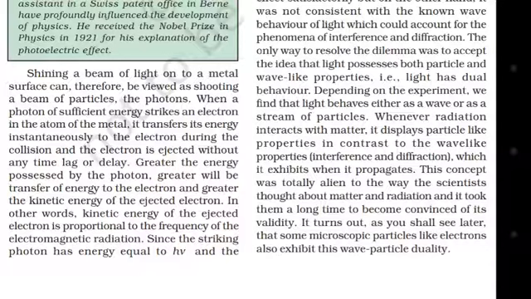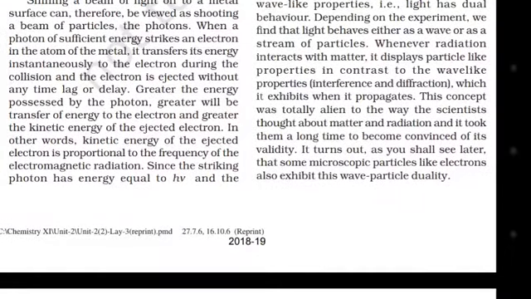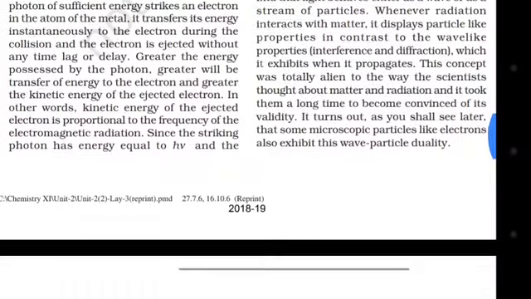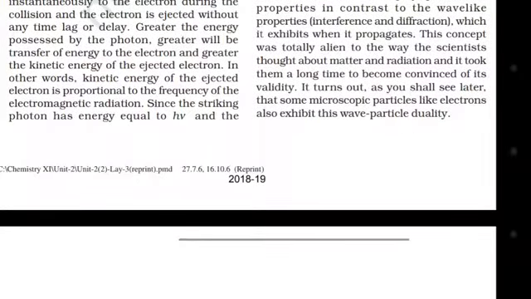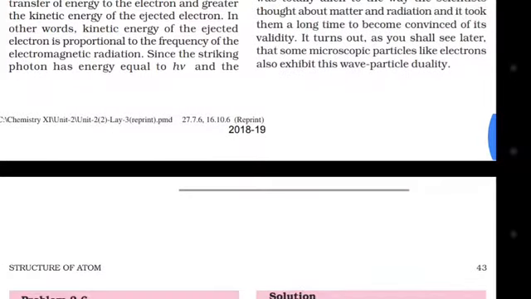Depending on the experiment, we find that light behaves either as a wave or as a stream of particles. Whenever radiation interacts with matter, it displays particle-like properties, in contrast to the wave-like properties (interference and diffraction) which it exhibits when it propagates. This concept was totally alien to the way scientists thought about matter and radiation, and it took them a long time to become convinced of its validity. It turns out, as you shall see later, that some microscopic particles like electrons also exhibit this wave-particle duality.